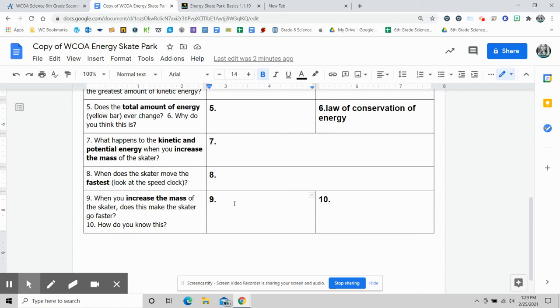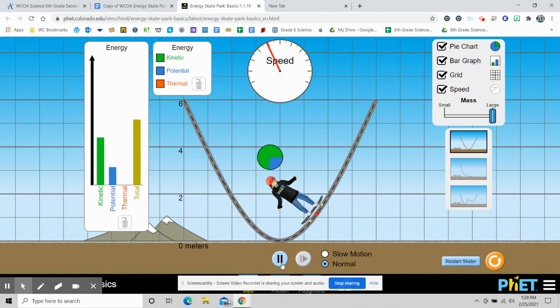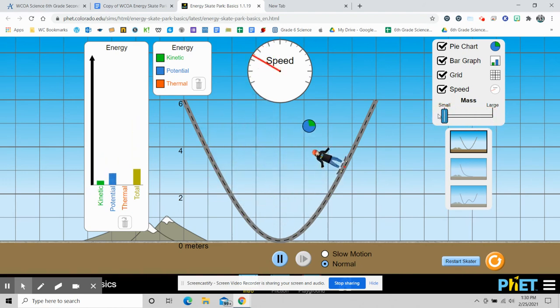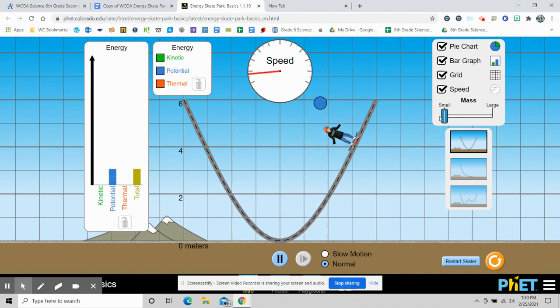And then question number 9, when you increase the mass of the skater, does it make the skater go faster? So again, we're going to be looking at speed. This time we're going to increase his mass and see if his speed goes any higher. And it doesn't look like it. So the speed is staying the same. What if I make him really small? Does he slow down? No, he doesn't. So his speed is remaining constant no matter what I do to the mass. So the mass is not changing the speed.